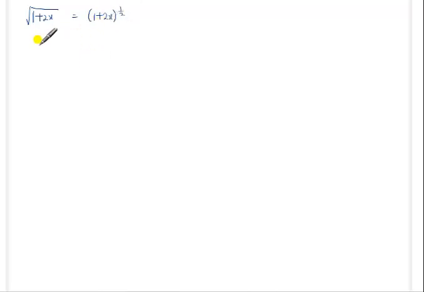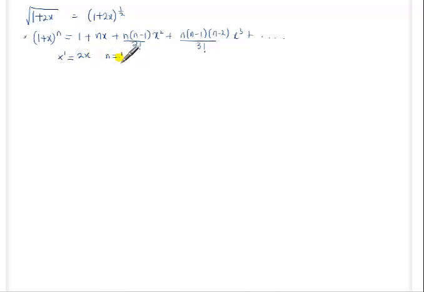Now, since this is in the special case form, we can see that (1 + x)^n is equal to 1 + nx + n(n − 1)/2! x² + n(n − 1)(n − 2)/3! x³. In fact we need up to x³, so we need only this. So by comparison, 1 is the same as 1, our x in this case is 2x, and n is 1/2.